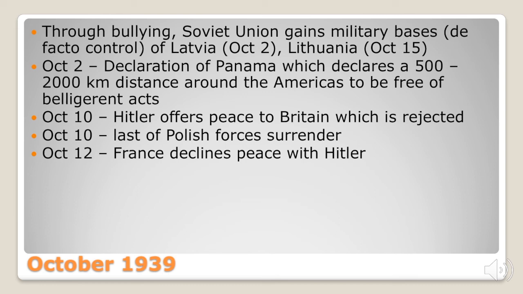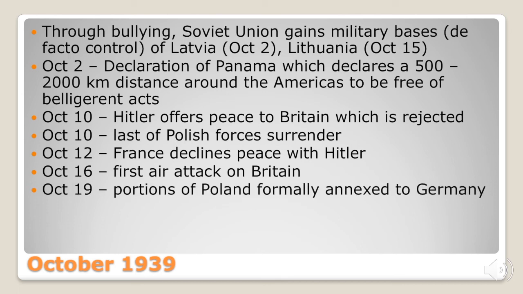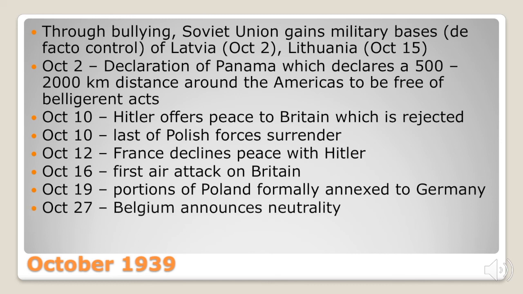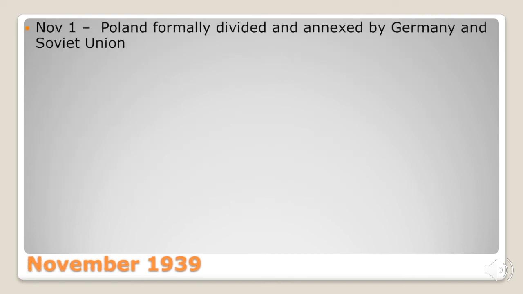October 16th begins the first air attack on Britain, and by October 19th, portions of Poland are formally annexed into Germany. That is, for Germany, they become a legal part of Germany. October 27th, Belgium announces neutrality. It didn't work in World War I, and it most definitely will not. So looking at November, by November 1st, Poland is formally divided and annexed.